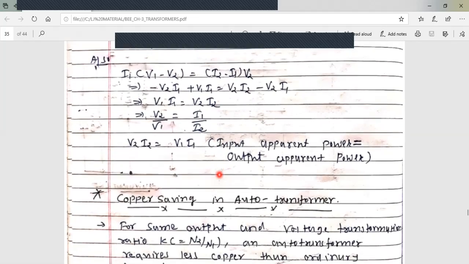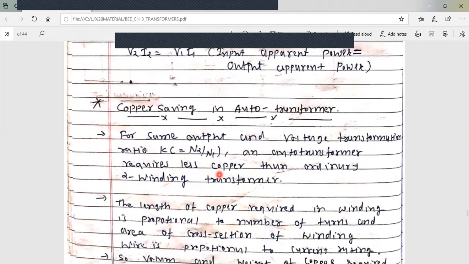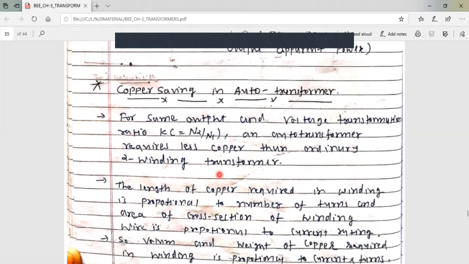Now, very important theory according to the auto transformer: we have discussed that in an auto transformer only one common winding is used. So we can say that less copper is used in making an auto transformer compared to an ordinary two winding transformer. So an auto transformer requires less copper than an ordinary two winding transformer. We are going to derive the relation for the copper saving of the auto transformer.